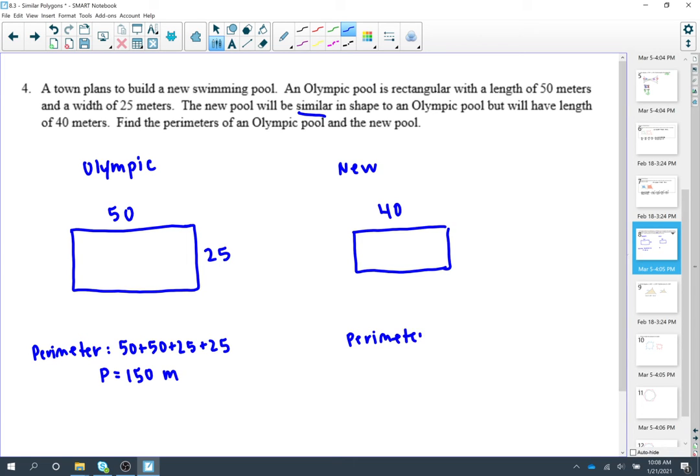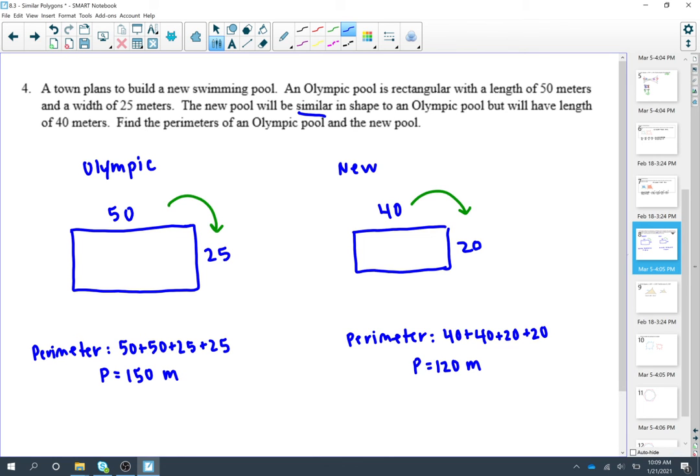Now, in order to find the perimeter of the new pool, we're missing a side. There's a couple ways to find it. Most of the time, I'm looking at the ratio of the Olympic pool, which says this is 50, this is 25. So in order to get from 50 to 25, I can cut it in half. So in order to get from 40 to whatever should be sitting here, we're going to cut it in half, which is going to give us 20. Then if I find the perimeter, I'm going to take 40 plus 40 plus 20 plus 20. That's 8, 9, 10, 11, 12. So my perimeter is 120 meters.